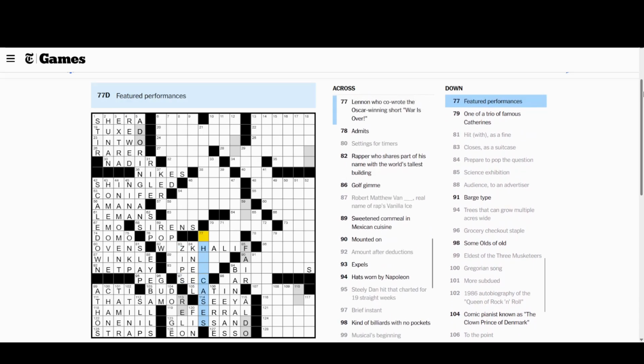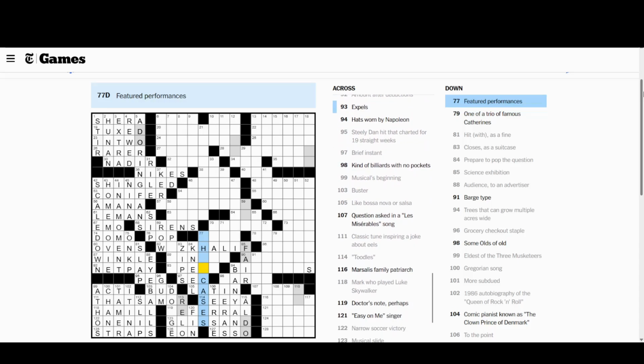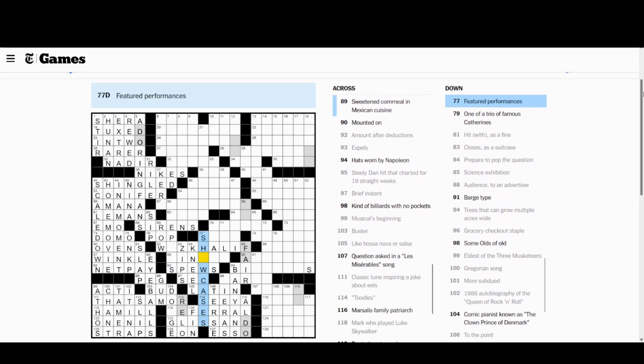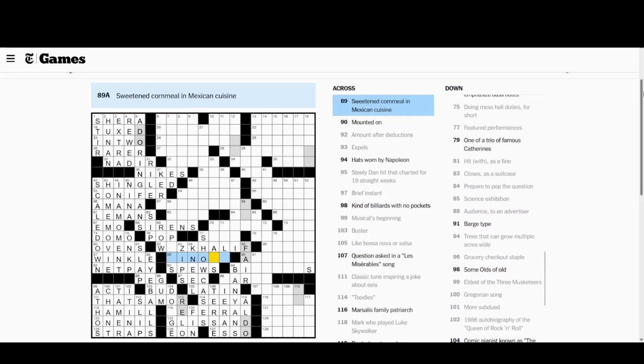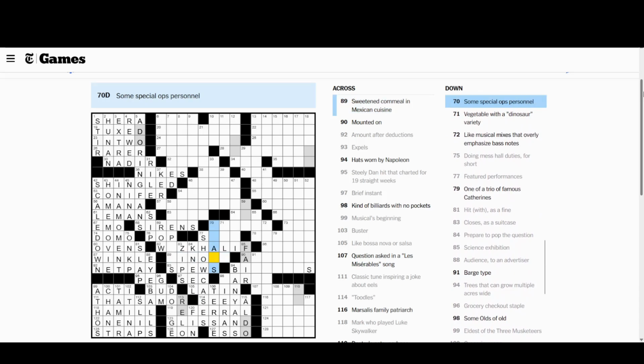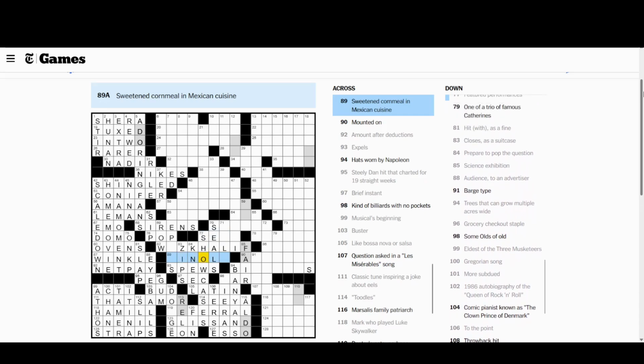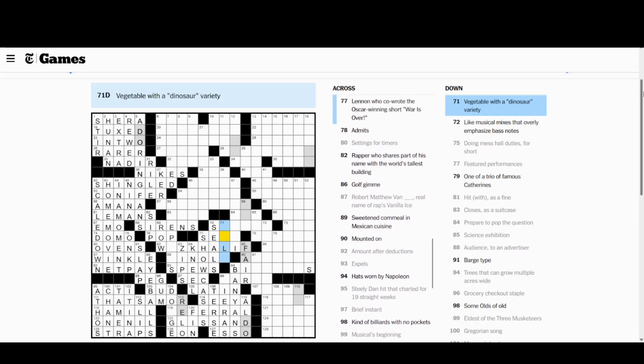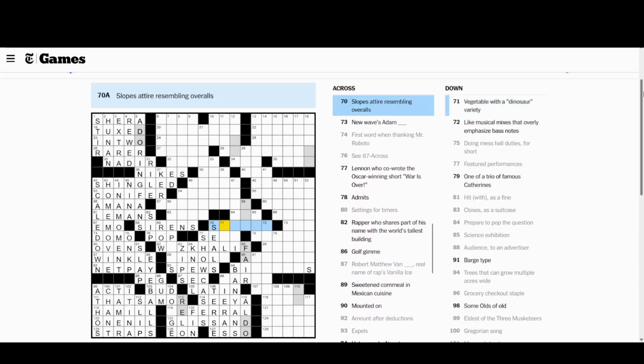Featured performances. Expels. Oh, showcases. Sweetened cornmeal in Mexican cuisine. Take a look at that. Some special ops personnel. SEALs? Navy SEALs. Don't know what this is. Vegetable. The dinosaur variety. I don't know.